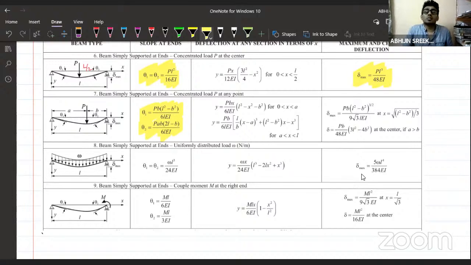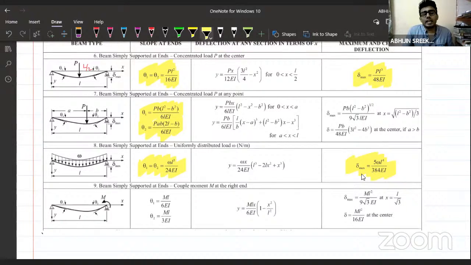Again, for a simply supported beam with UDL throughout, what is the maximum slope? It will occur at the supports or near the supports. The equation for the slope at the ends of a simply supported beam subjected to UDL is WL cube by 24 EI. Here the maximum deflection is 5 WL raised to 4 divided by 384 EI.